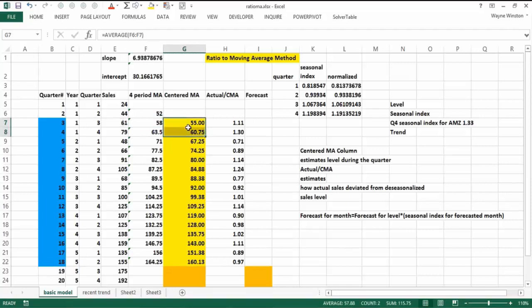Now the next step is to get what's called the centered moving average, and this is very clever. It estimates the level during a given quarter. So if you think about this, what we're doing here in G7 is averaging the moving average in F6 and F7. Now let's think about that. F6 averages quarters 1 through 4. F7 averages quarters 2 through 5.